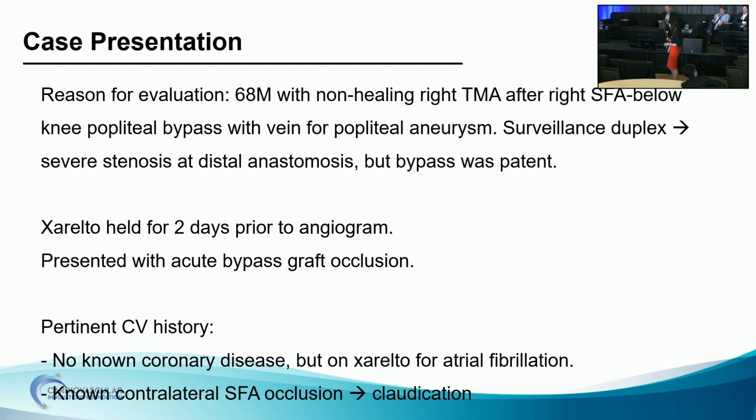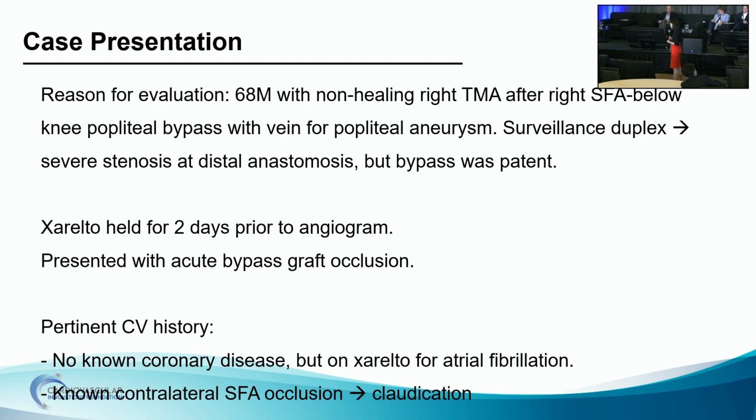So here's an example of an occluded bypass: a 68-year-old man with a non-healing right TMA after a right SFA to below knee popliteal bypass with vein for popliteal aneurysm. Important point, popliteal aneurysm, because I actually ligated. This is one of those cases where we ligate the native artery because we want to prevent embolization from the popliteal aneurysm. I ligated the popliteal artery above and below the aneurysm, so really there is no option to recanalize the native system here because it's been ligated.